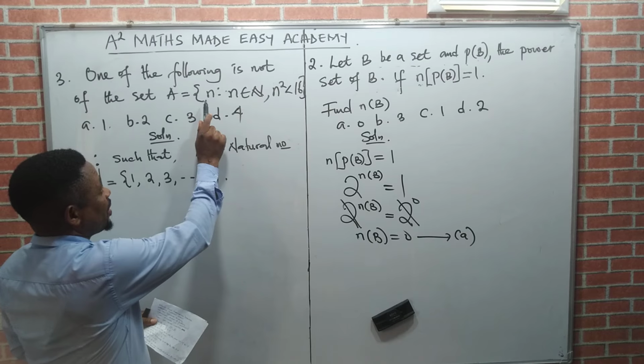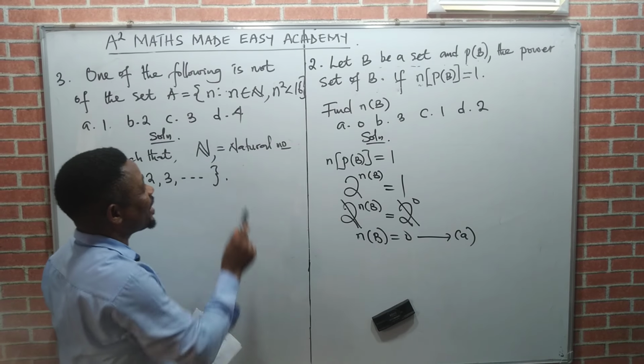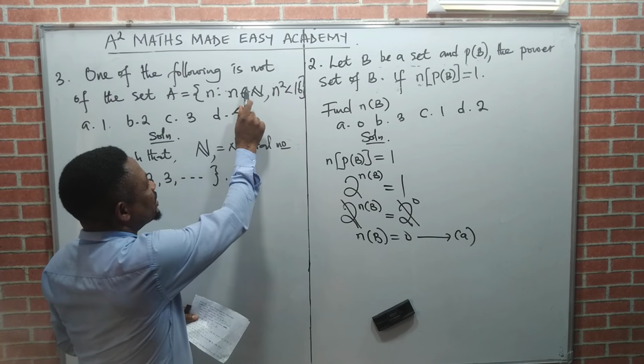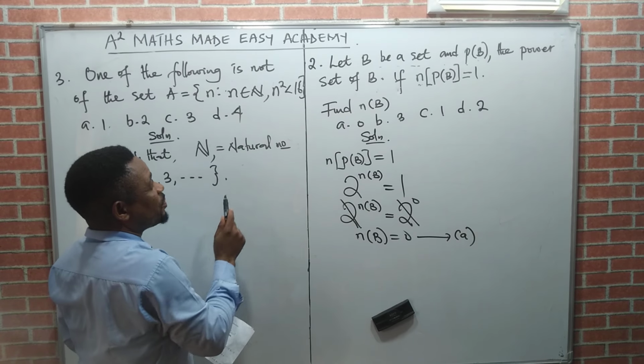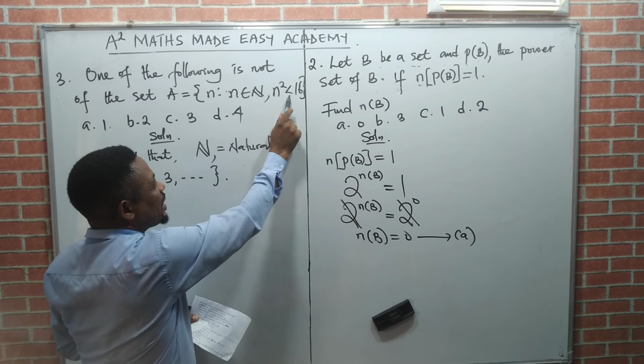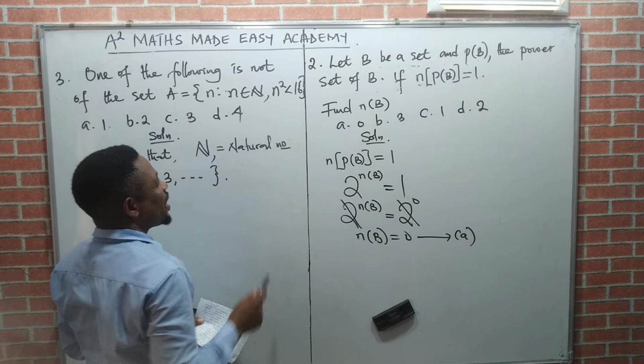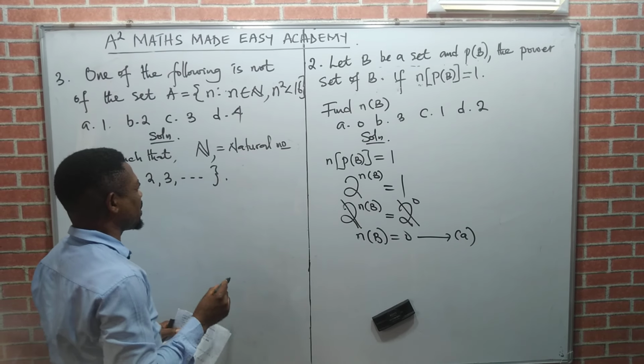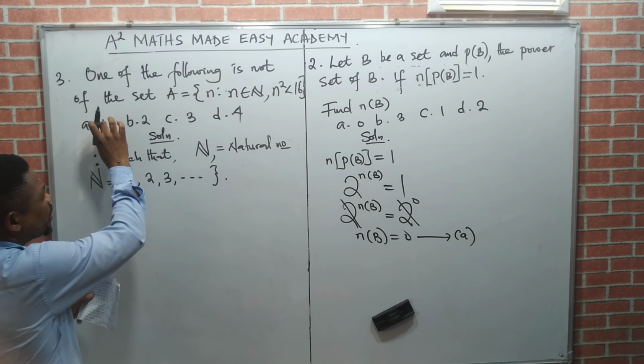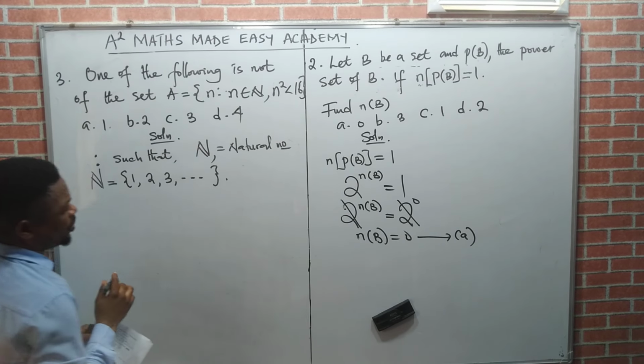What did I say? n is a member of what? Set A, such that n is a member of natural what? Number, and n squared is less than what? 16. n squared is less than what? 16. Now, the question says, which among these is not part of this natural number set?